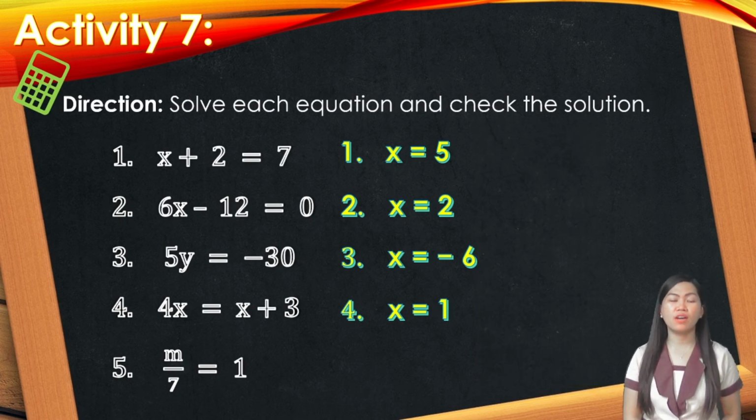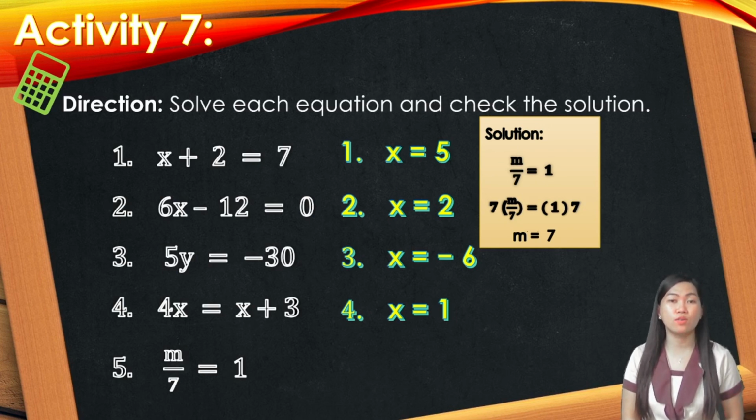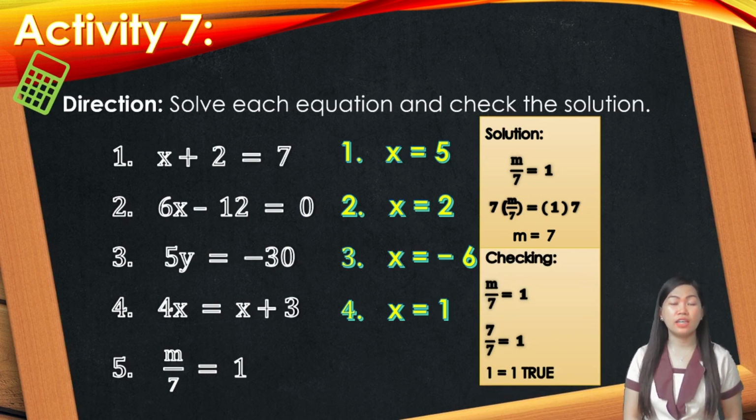Last, we have number 5. m over 7 is equal to 1. So m over 7, what is the operation applied on m? It is division, and the inverse operation of division is multiplication. That's why we need to multiply both sides of the equation by 7. And m is equal to 7. So to check if our answer is correct, substitute again into the given equation. m over 7 is equal to 1. So we have 7 over 7 is equal to 1, or 1 is equal to 1, and the answer is true. So number 5 is m is equal to 7.